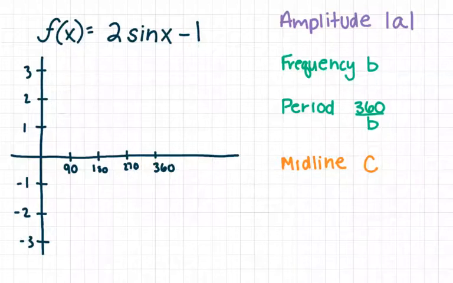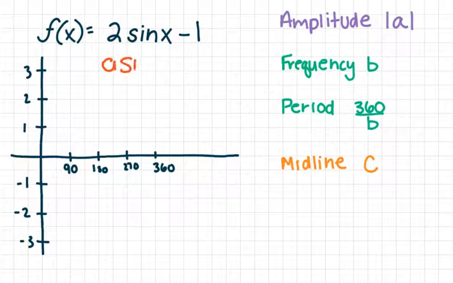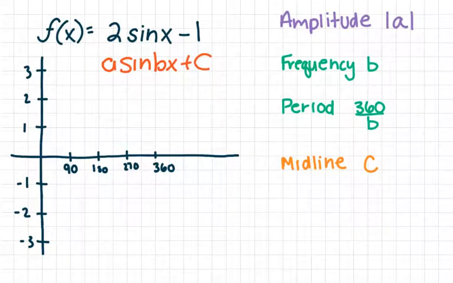To determine that, I'm going to use the standard form of the function, a sine bx plus c. Knowing that and comparing the values of my given f of x function makes it easier to find my amplitude, frequency, period, and midline. To find my amplitude, I'm going to look at the a value of my function. In this case, the absolute value of my a value is equal to 2. The amplitude will give me the height of my graph.